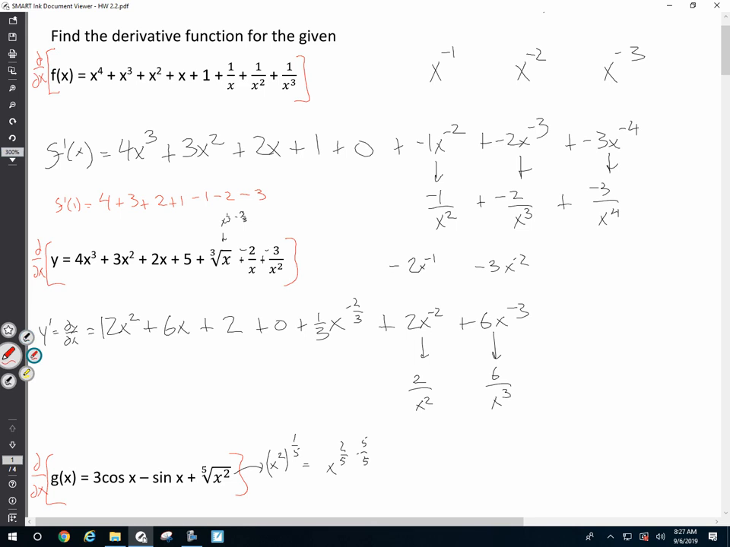Okay, y prime at 1. I'll write it as y prime at 1, or dy dx at x equals 1. We'll put it underneath the dy dx as notation for taking the derivative at 1, or finding the slope of the tangent at 1. 12 plus 6 plus 2 plus a third plus 2 plus 6. So 18, 20, 28 plus a third. So I can just leave it as 28 and a third. Probably want to turn that into a fraction. 28 times 3 is 84 thirds, plus a third is 85 thirds.